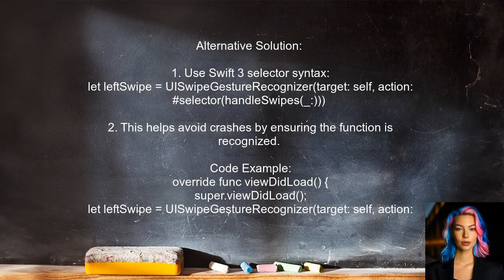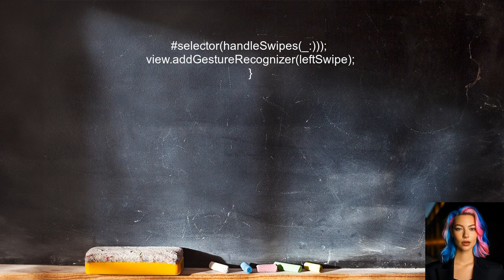An alternative solution suggests using Swift 3's selector syntax for gesture recognition. This involves updating the action parameter in the UI Swipe Gesture Recognizer to use the #selector syntax, which ensures the function exists and prevents crashes.